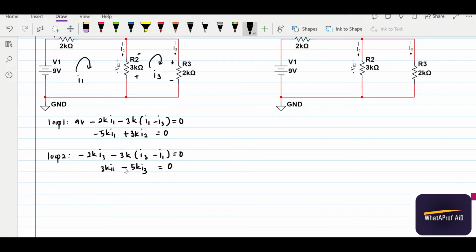By solving these equations using simultaneous equation analysis or matrix, we can have I1 equals 2.825 milliampere and I3 as 1.6875 milliampere.